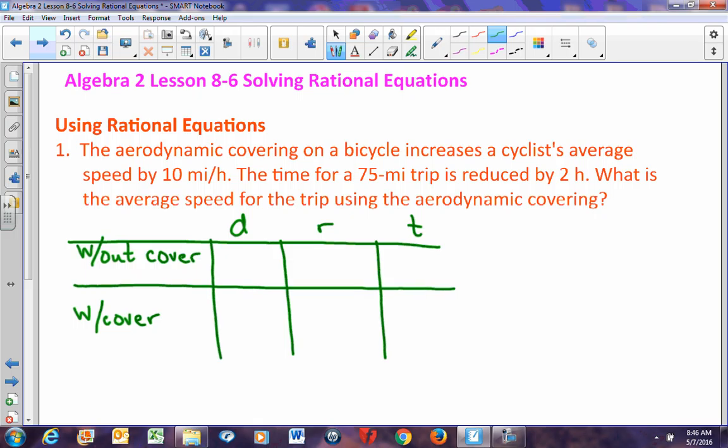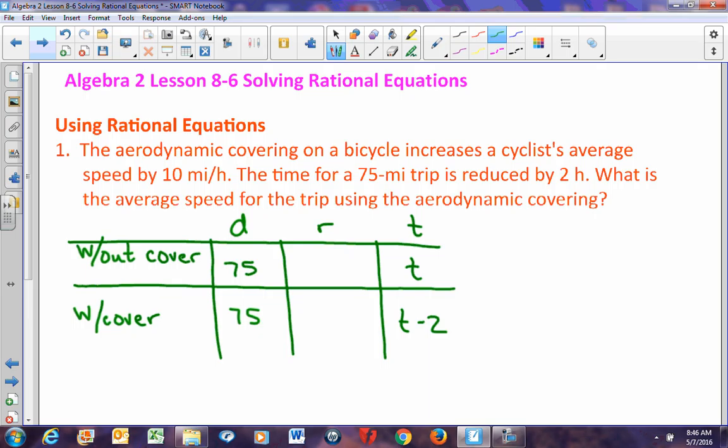Okay. The aerodynamic covering on a bicycle increases the average cyclist's speed by 10 miles per hour. The time for a 75-mile trip is reduced by 2 hours, which means the distance for both trips is 75 miles. Okay? Without the cover, we're saying the time is t. With the cover, the time is going to be 2 hours less. Okay, so that part's easy. Everybody's like, where does this 10 come in? I'll show you where the 10 comes in.